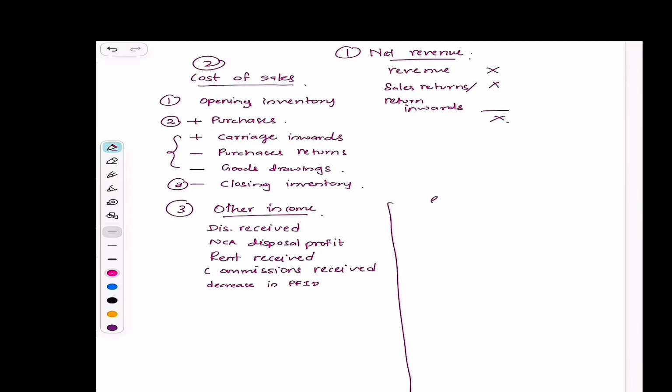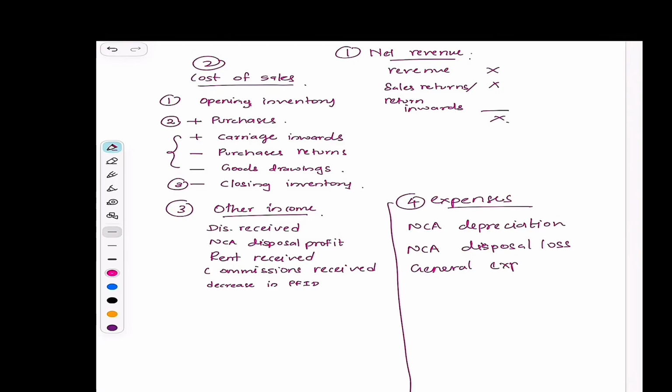Next, the expenses. I'm just taking few of the expenses here, such as non-current asset depreciation for the current year and non-current asset disposal loss, general expense, salaries and wages, discount allowed. So these are few of the examples I've taken for expenses.